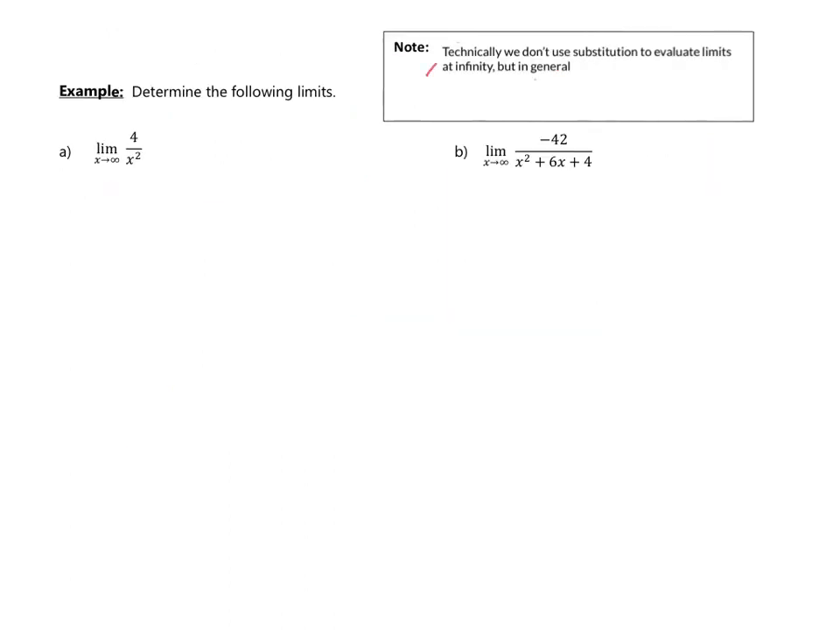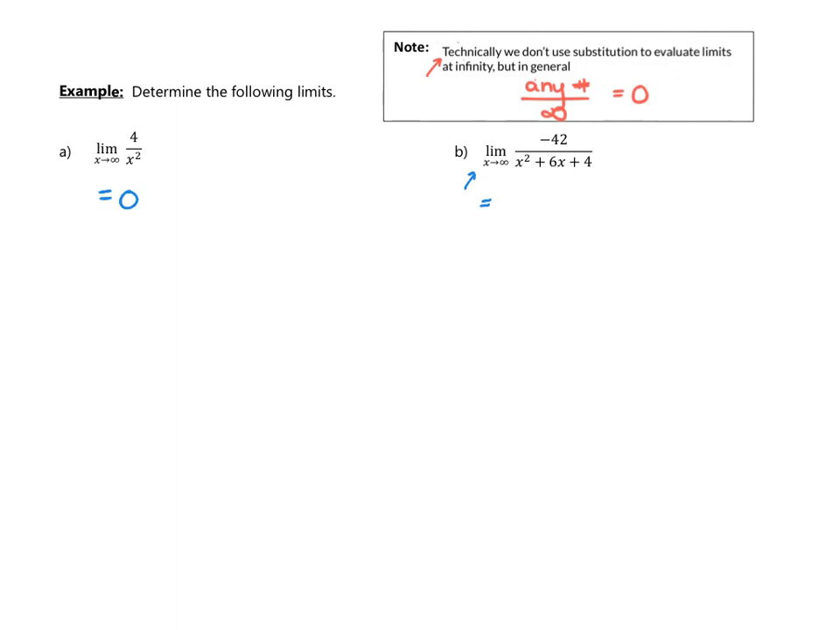Okay, and so technically, we don't really use substitution to evaluate limits at infinity, but in general, we can sort of think by substitution that any number over infinity will always give us 0. So if we use that principle to look at these limits, we see here that we have the limit as x approaches infinity of 4 over x squared, so that's like 4 over infinity squared, and hopefully we can see that that limit would equal 0. Okay, same is true for this one over here.